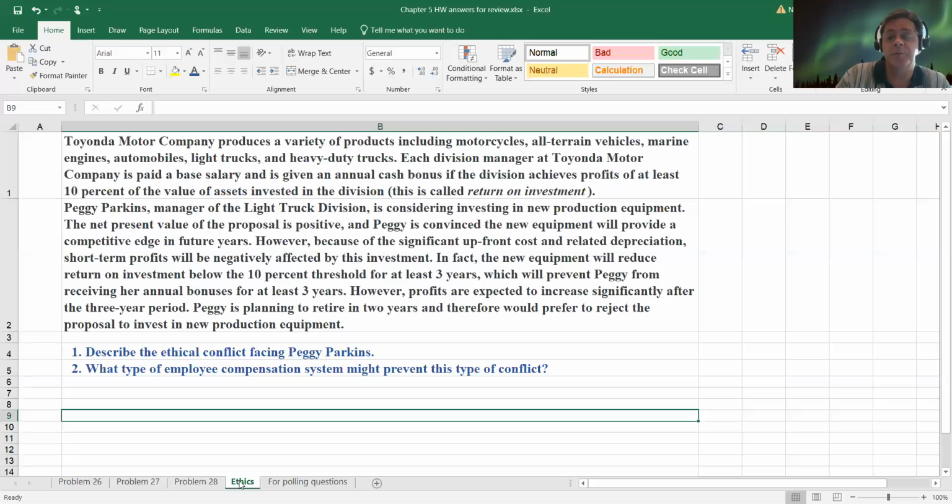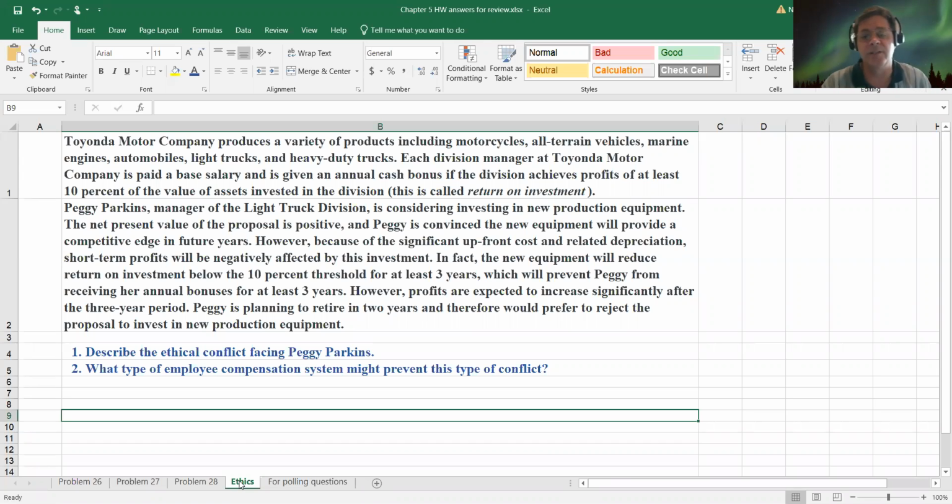Toyota, it's not supposed to be an actual company, produces a variety of products, including motorcycles, all-terrain vehicles, marine engines, and so forth. Each division manager is paid a base salary and given an annual cash bonus if the division achieves profits of at least 10% of the assets invested in the division. Peggy is the manager of the light truck division. Considering investing in new production equipment, the net present value of this proposal is positive. All right, just as we've been learning about, they've run the net present value and it's a positive number.